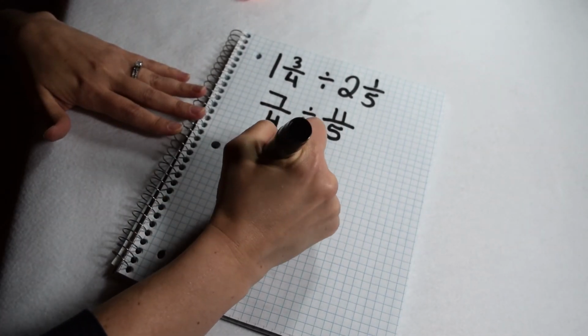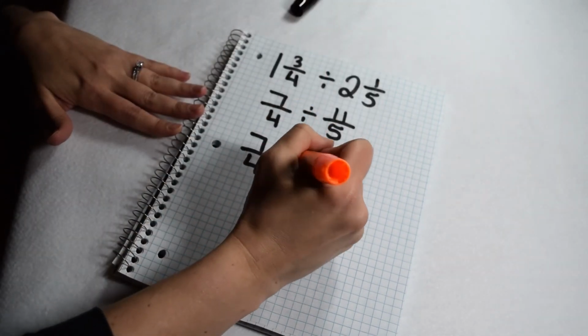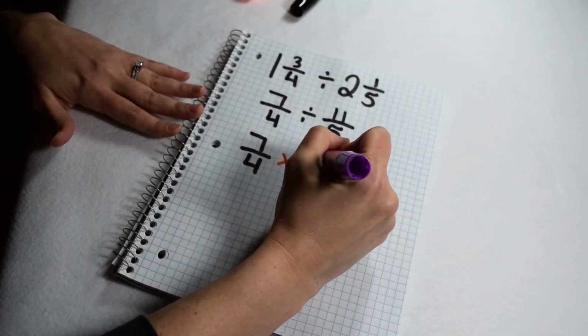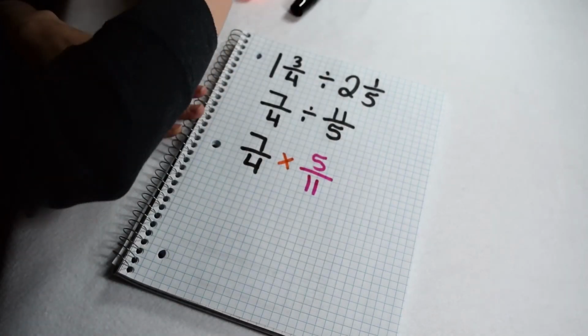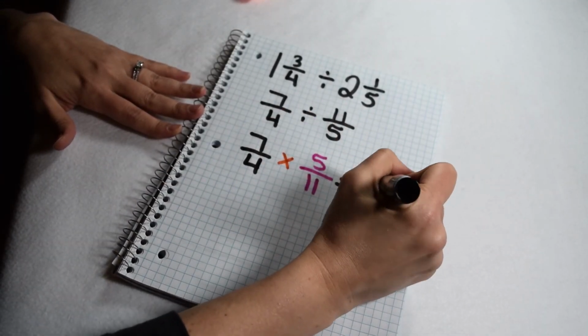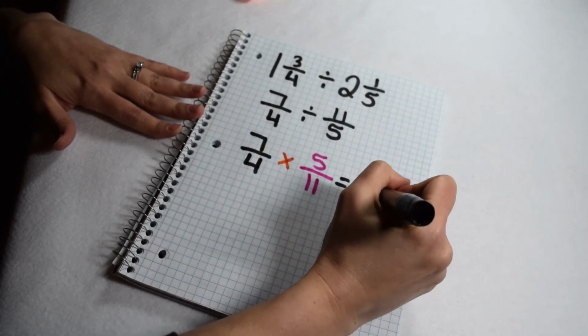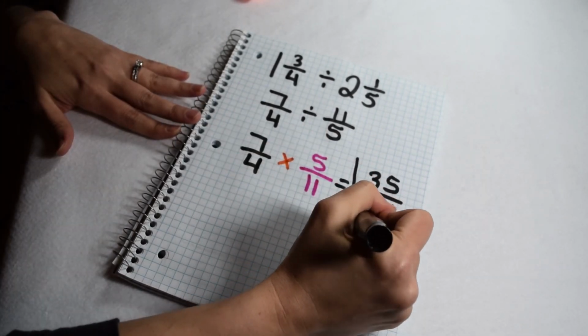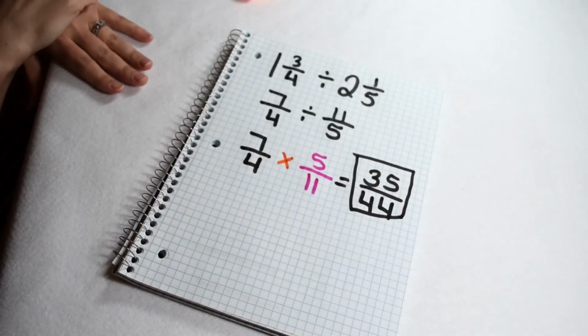My dividend of 7/4 stays the same. My division sign changes to a multiplication sign, and I take the reciprocal of my 11/5, so that becomes 5/11. Now I can follow my rules for multiplying fractions. 7 times 5 gives me 35. 4 times 11 gives me 44. 35 and 44 don't have any common factors, so that is our final answer in lowest terms.